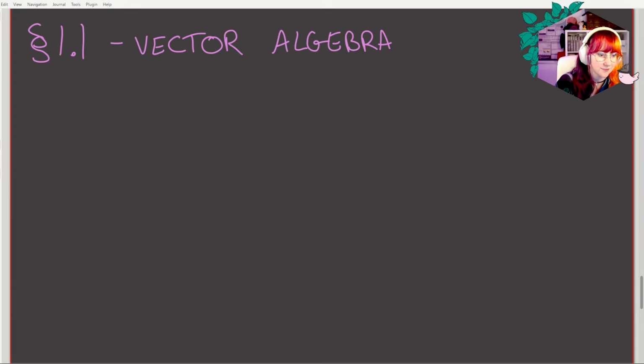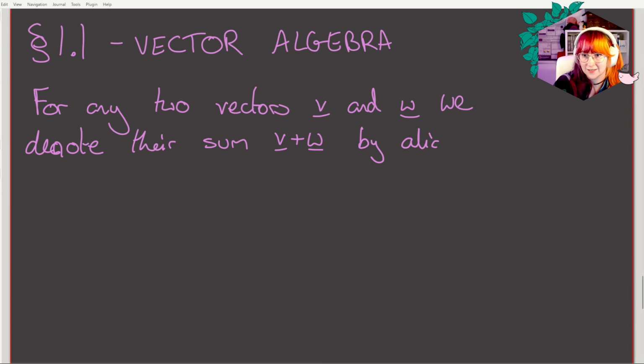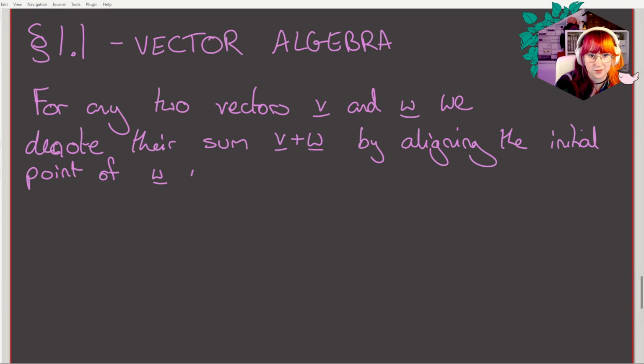So, for any two vectors V and W, we denote their sum, V plus W, so we can add vectors together by aligning the initial point of W with the terminal point of V. I'm writing out a load of words, then I'll draw it, don't worry.